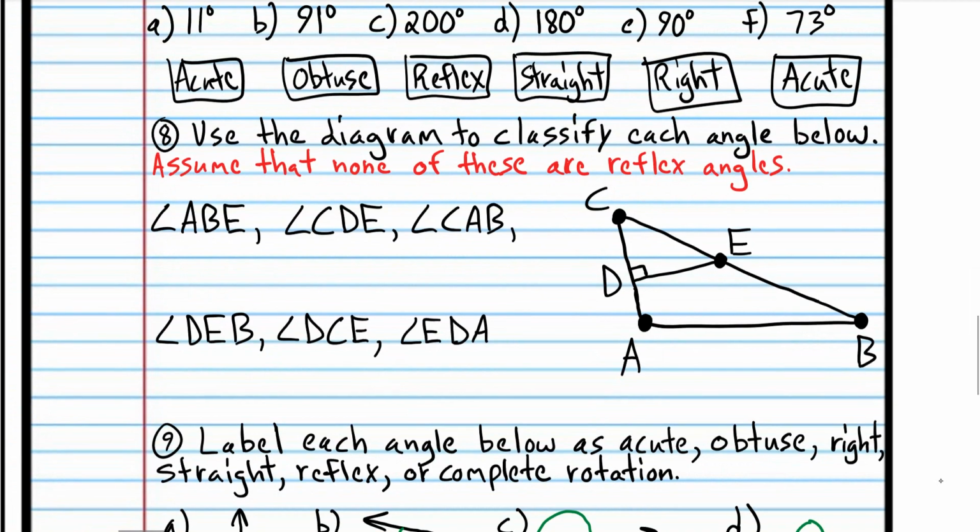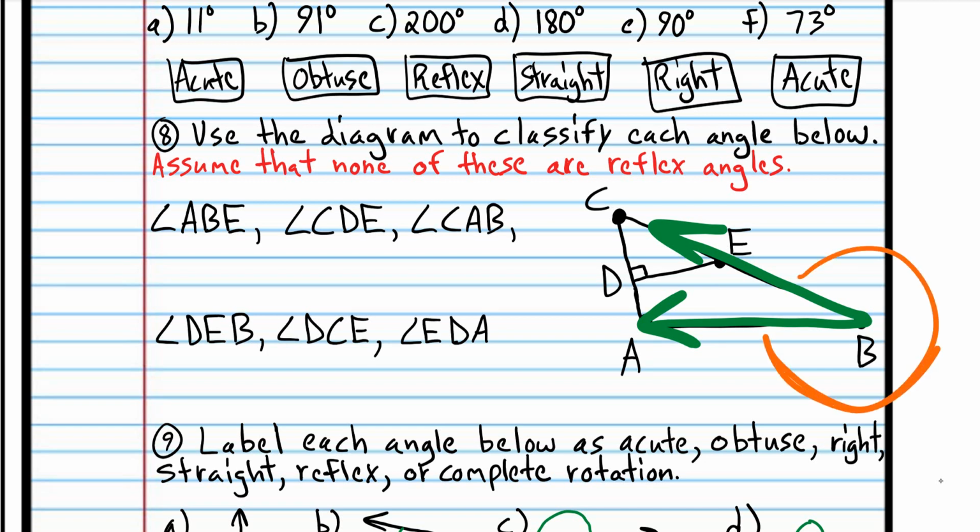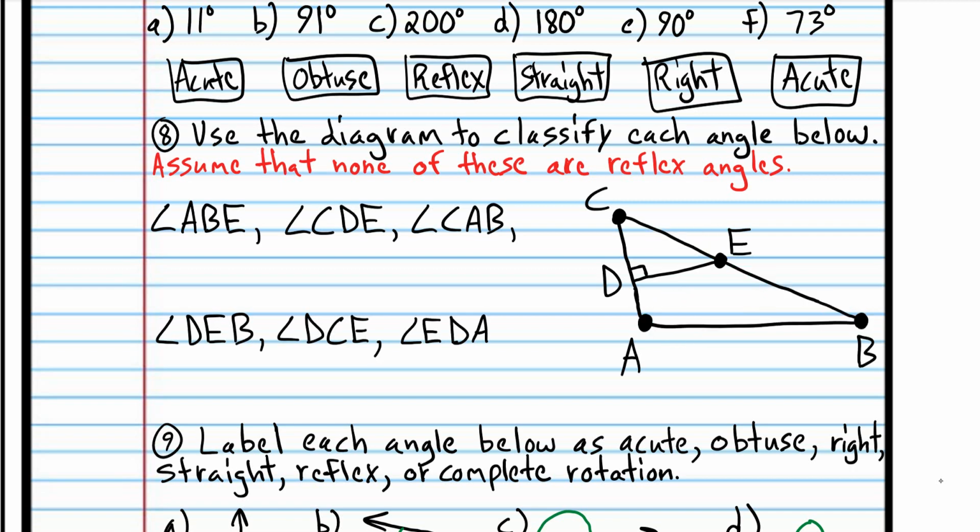Okay, we're back. So angle ABE is, that's this angle here. Now again, we're supposed to assume that there's no reflex angle, so we're not talking about this angle here. That's an angle between 180 and 360. So we're talking about this angle. Is that angle acute or is it obtuse? Or is it straight or is it a 90-degree angle? Well, it looks like the angle measure would be about 30 degrees. So that's going to be an acute angle because it's less than 90 degrees.